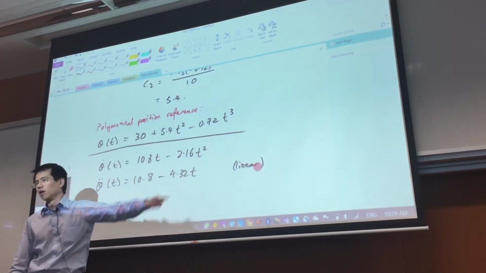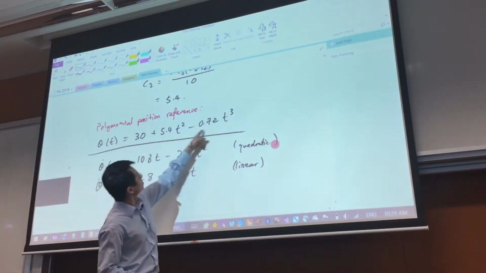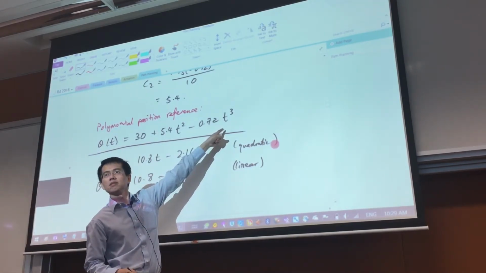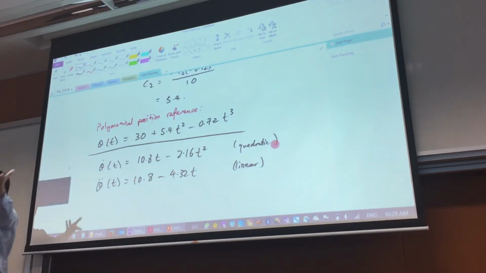How about for your velocity? It's a quadratic equation. How about this? What sort of equation? T cubed. It's a cubic equation.